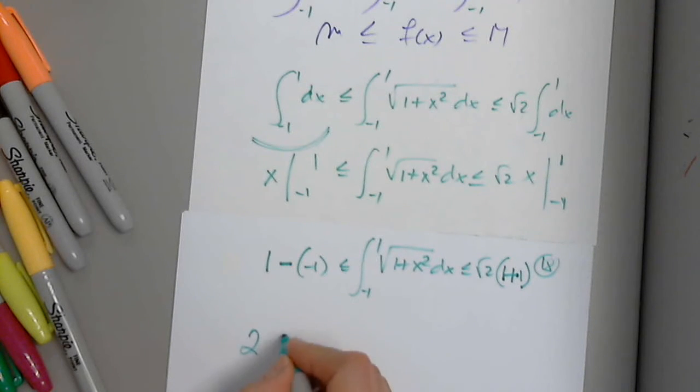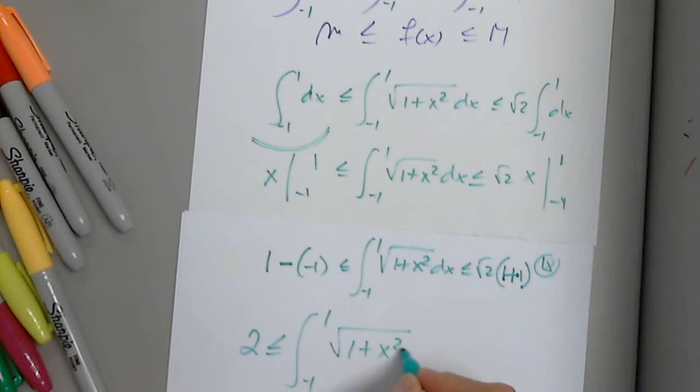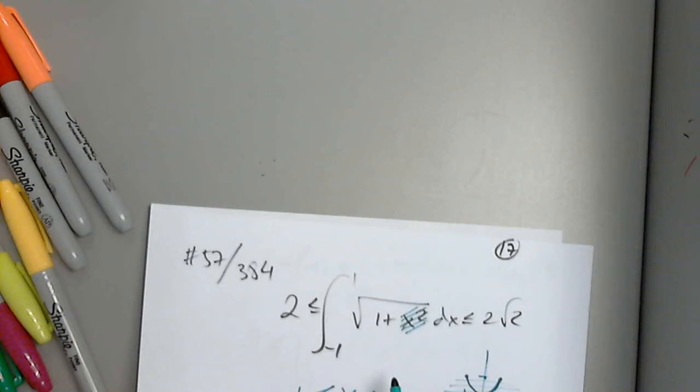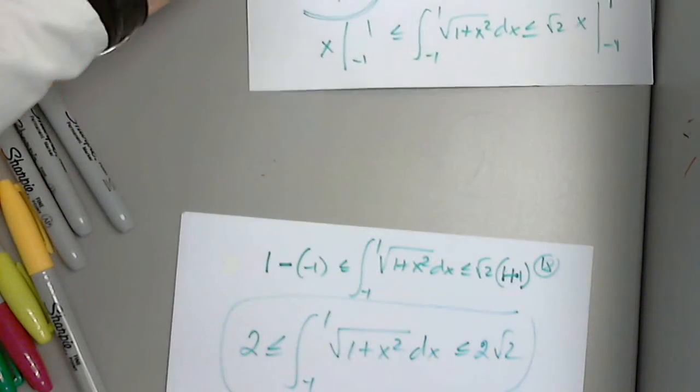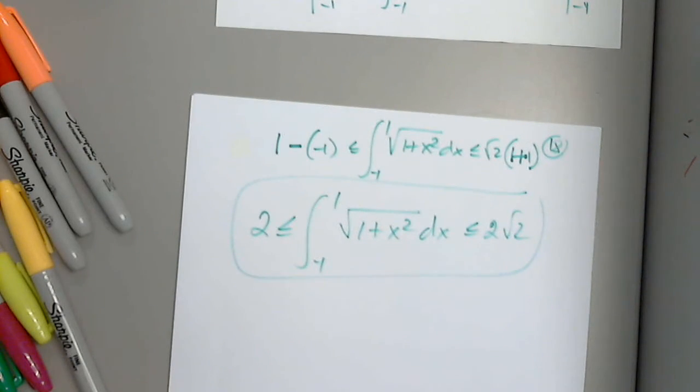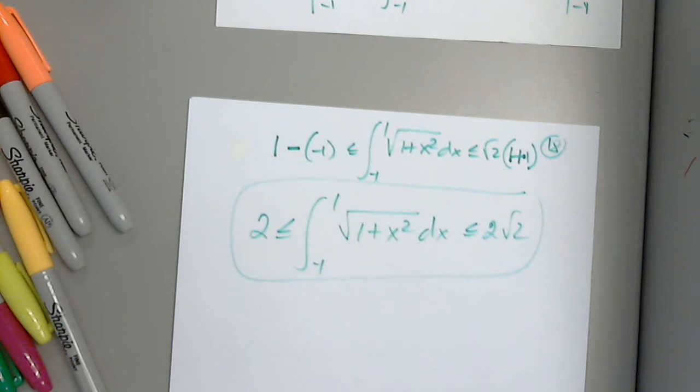The left-hand side is 2. The middle is the integral of the square root of 1 plus x squared dx. And the right-hand side is 2 square root of 2. And that's exactly what they wanted us to show. Any questions?